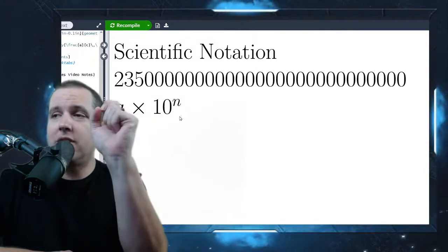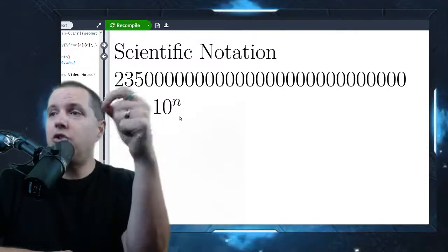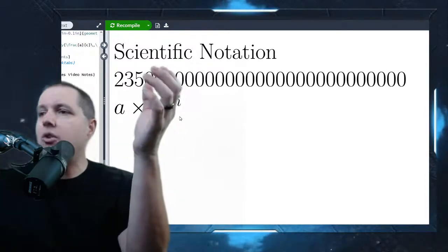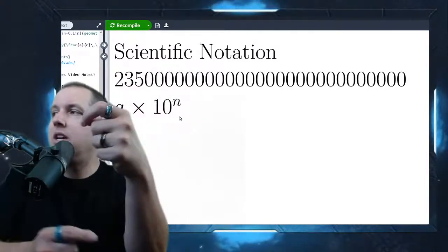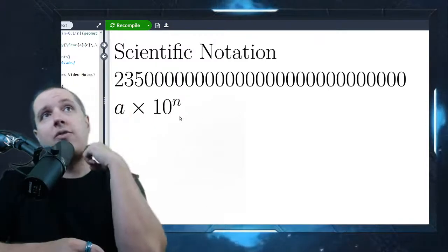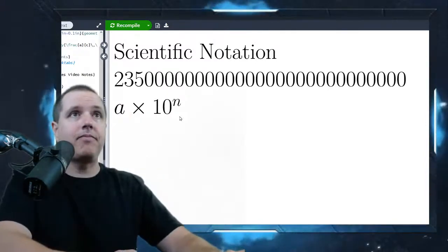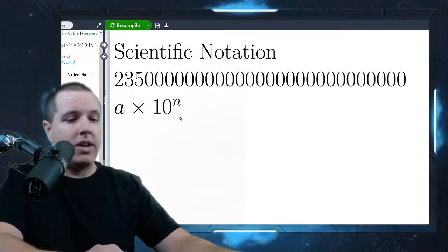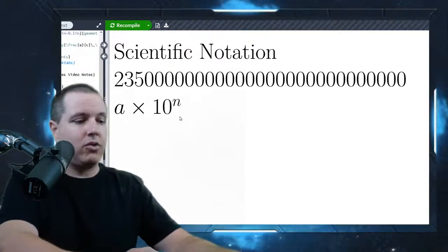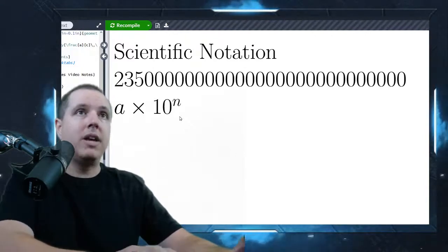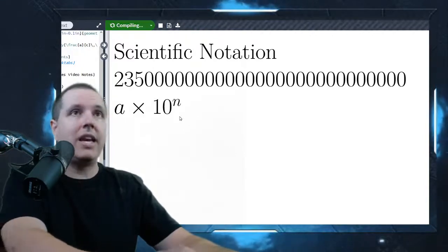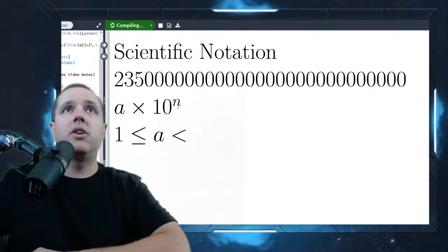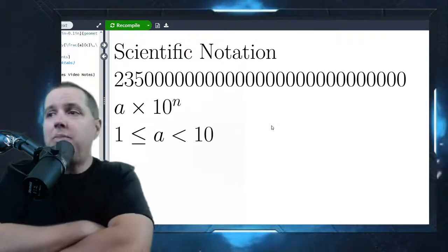You can have numbers that are in scientific notation, and then once you start doing calculations with them, all of a sudden you go, wait, these aren't in scientific notation anymore. So you have to make an adjustment to get them back in the proper form. For instance, we have a condition for that number a. 1 has to be less than or equal to a, and a has to be less than 10. So your a has to be a number between 1 and 10.